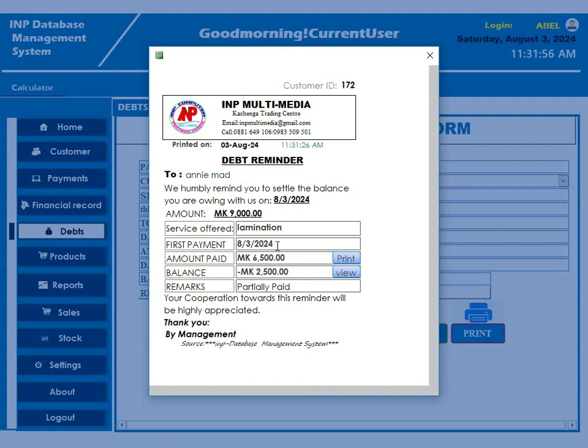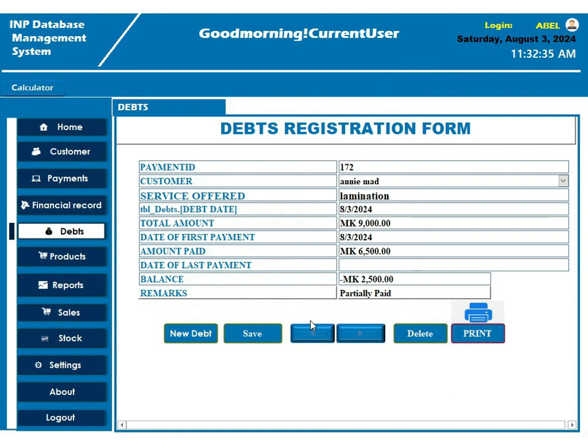First payment was done on the same day, and the customer paid 6,500. Now out of 9,000, the balance is 2,500. So remarks there, that's partially paid because the bill has not been completed. So you can print this debit reminder to send to your customer, reminding him that he is owing you a balance and he has to pay. So that's that.